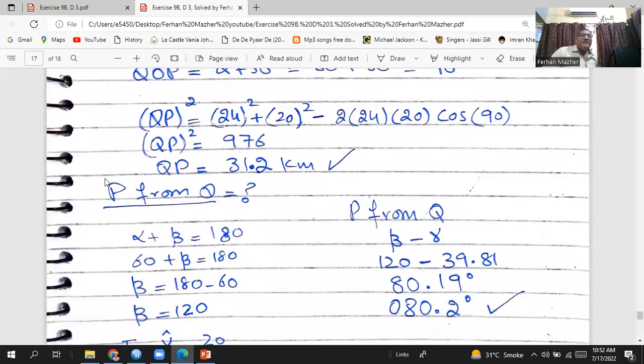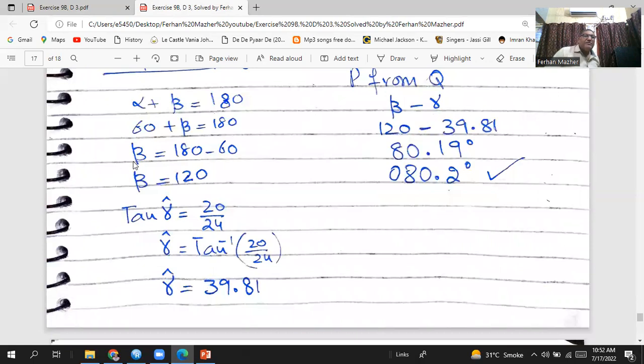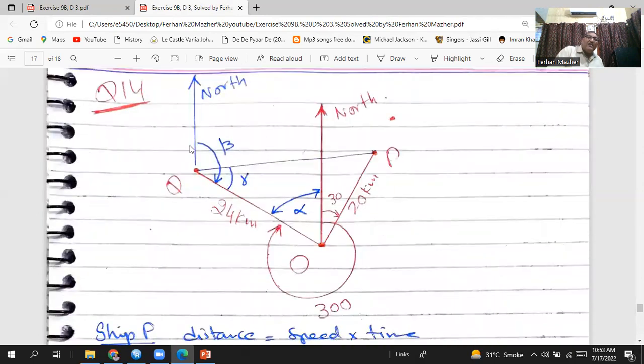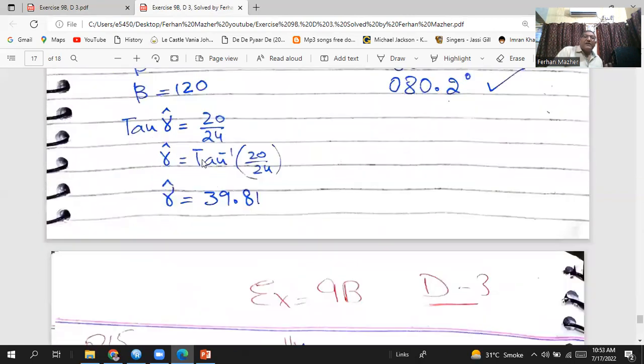So alpha plus beta equals 180. So 60 plus beta will be equal to 180, so beta will be 120. 180 minus 60 will be 120. Now I will try to find this internal angle. This is gamma. Then from beta, I will subtract the gamma.